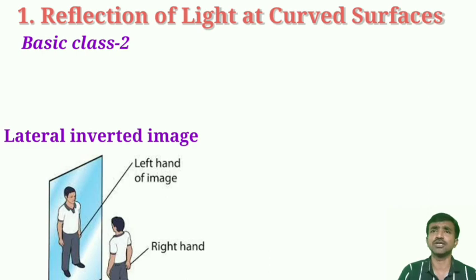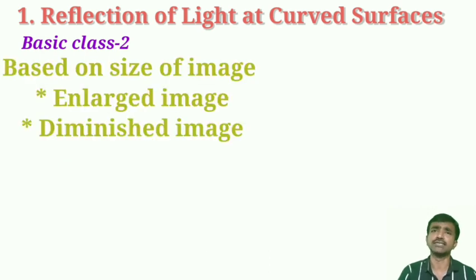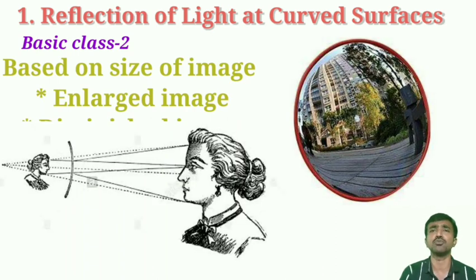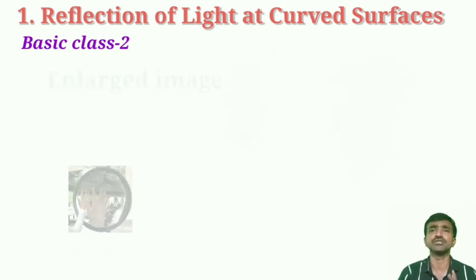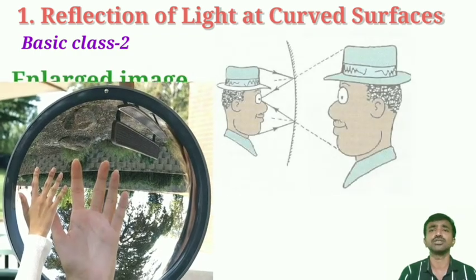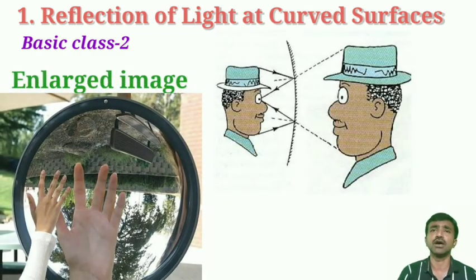We can name other types also based on size, such as enlarged image or diminished image. What is diminished? Diminished simply means smaller or short. Based on size, you have to compare the size of the image with the object size. If the size of the image is smaller than the object size, that type of image is called a diminished image. If the size of the image is larger or greater than the size of the object, that type of image is called an enlarged or magnified image.